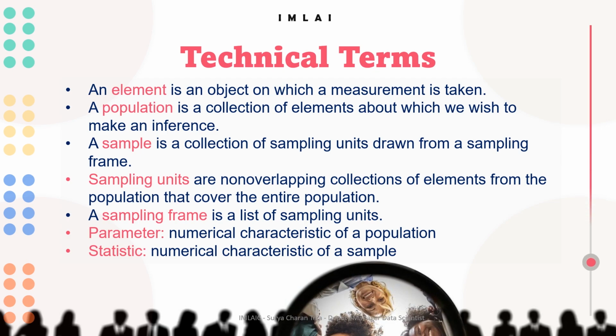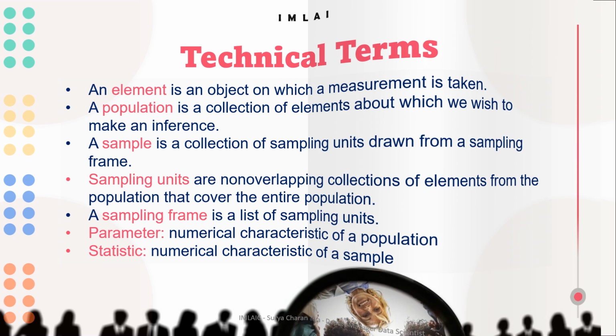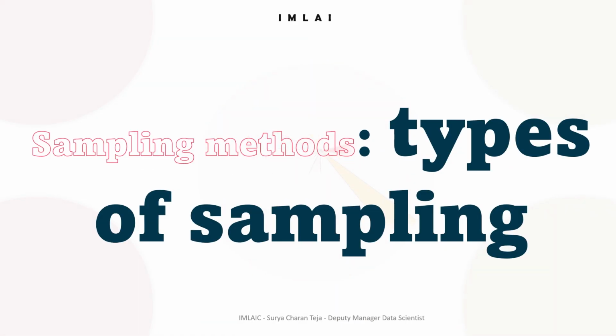With this, it's a wrap for research methodology. So now we will be jumping into the second module, the second section of the Intuitive Sampling and Distribution course. That's sampling methods. Here we will be looking into the types of sampling, and we will be exploring each sampling with an example.